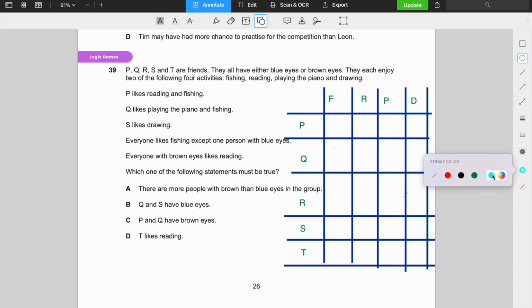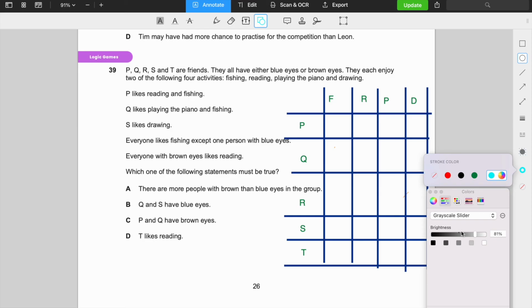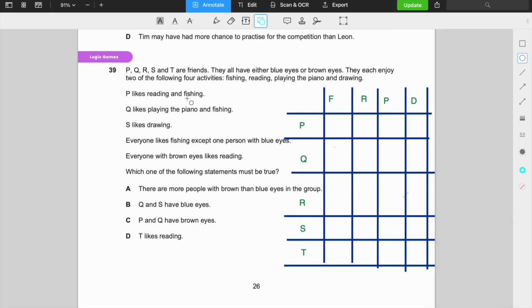But obviously when you guys are doing an exam, you don't have as much liberty and time to set up diagrams like that, but I'm just doing it for the sake of helping you guys. Okay, so P likes reading and fishing. So immediately I'm just going to put a tick for reading and fishing.